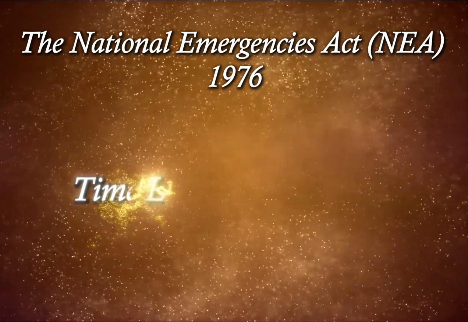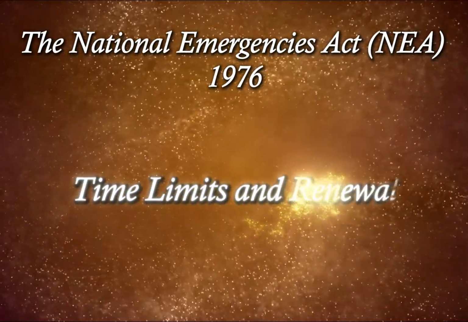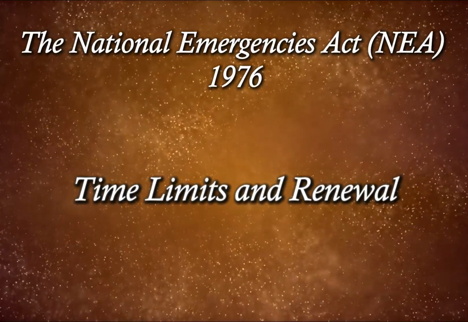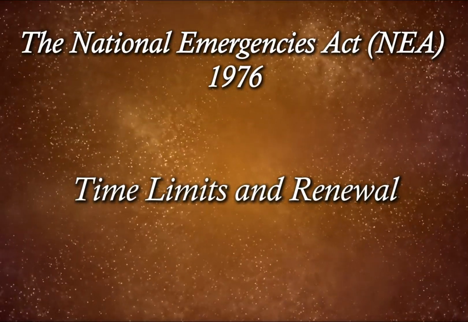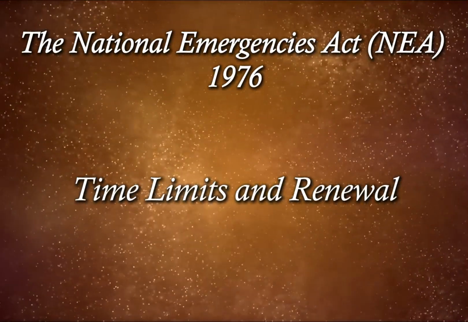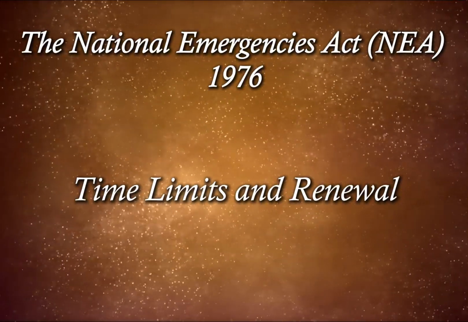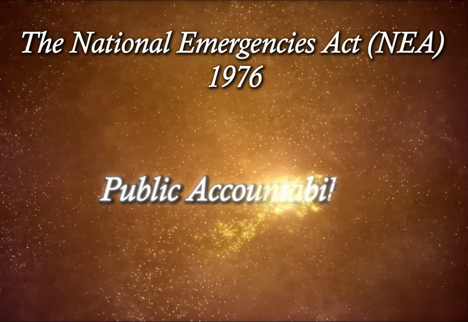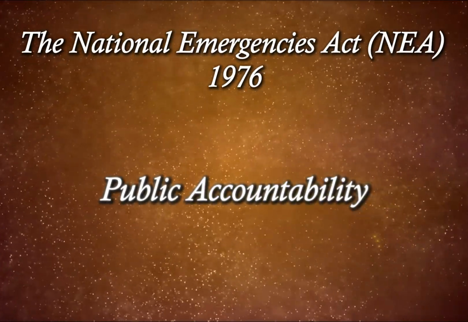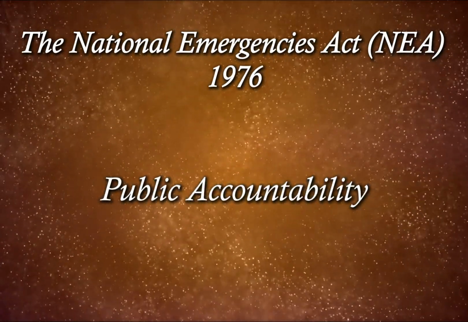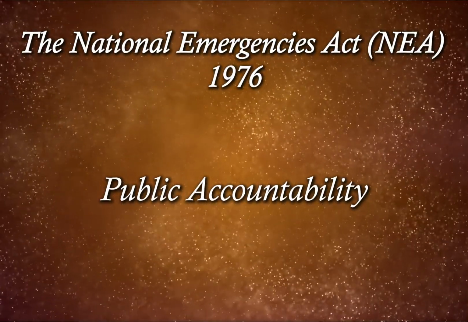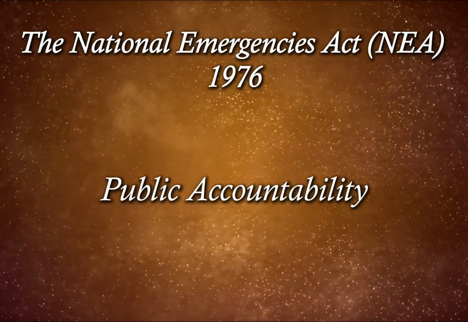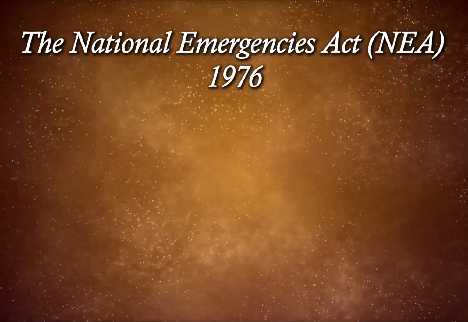Time limits and renewal. A declared emergency expires after 1 year unless the president renews it. Renewals must also be published and reported. Public accountability requires the recording and public listing of emergency declarations and the statutes invoked, maintained by the Federal Register and the Library of Congress.